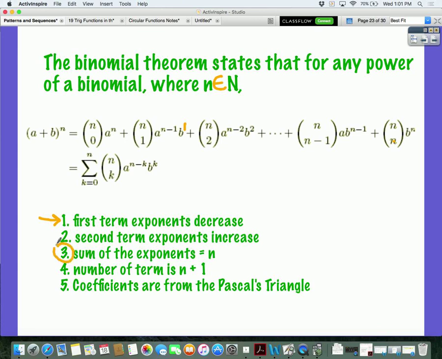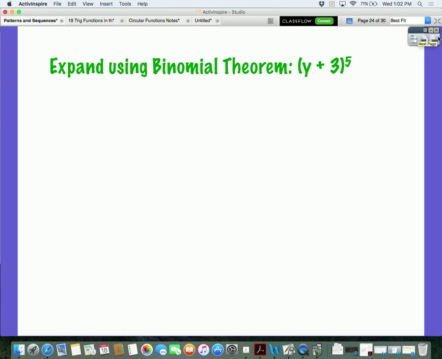One thing you always want to make sure of when you're doing this is to take your time. The sum of your exponents should equal n. The number of terms in your full expansion is always one more. And lastly, the coefficients are from Pascal's triangle, which you can find using combinations. Okay? So we're going to look at an example of all this together. We're going to expand using the binomial theorem.